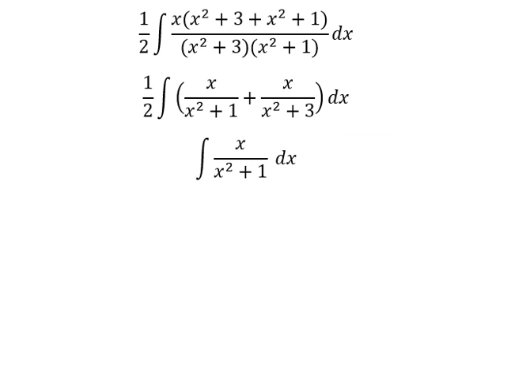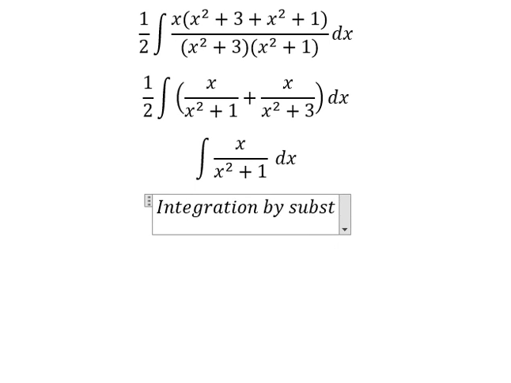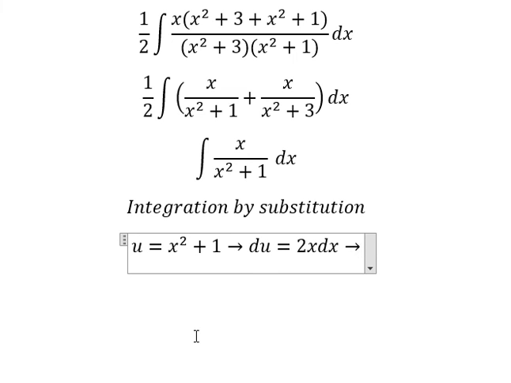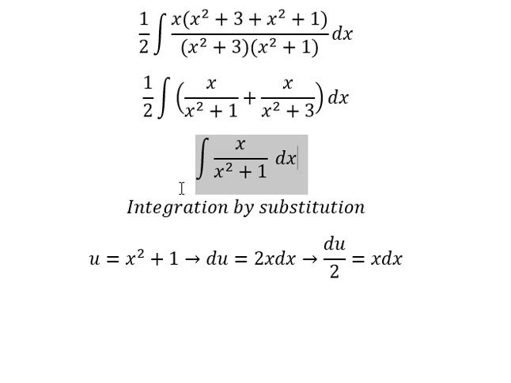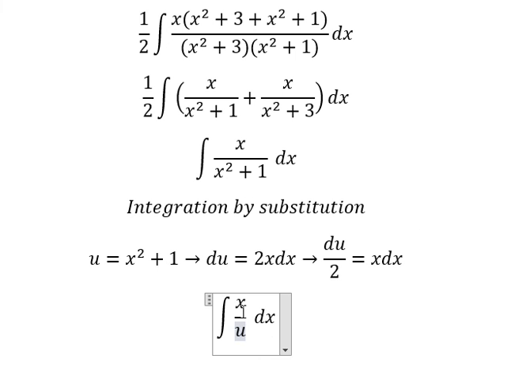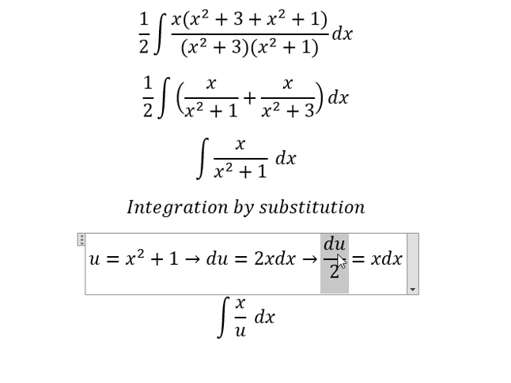So we need to use integration by substitution. So I will put u equals s squared plus 1. After that, we do the first derivative for both sides and we have 2s ds. Because we don't have number 2, we divide both sides by number 2. So this one we change by u. s ds we change by this one.